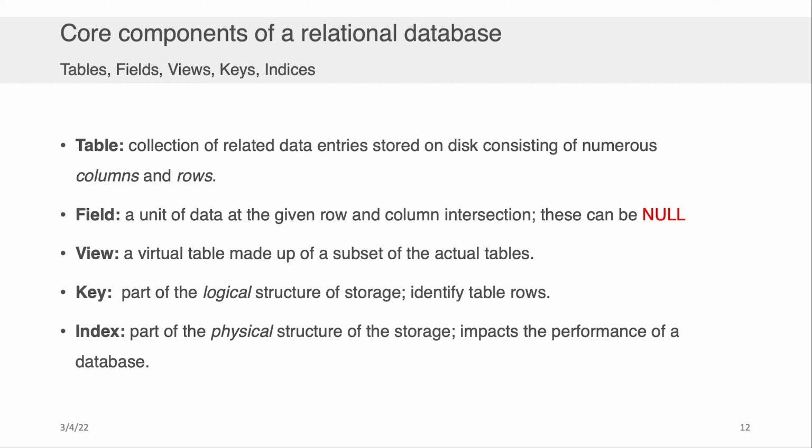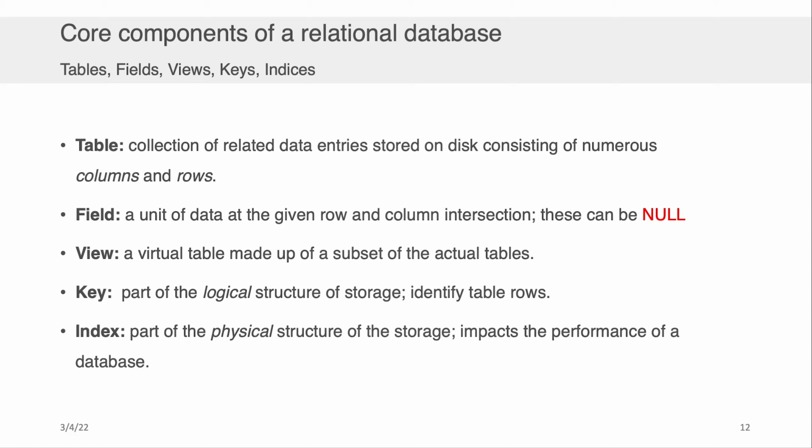Now, the core components of a relational database are really these five items. These are terminologies that you will see used to describe the systems, and if you understand what these are, it will make some of the stuff we do with SQL and the practical implementation work later a lot easier. The first one is a table. This is just a collection of data entries that are stored on your disk. It consists of rows and columns. Very straightforward. We've seen an example of that.